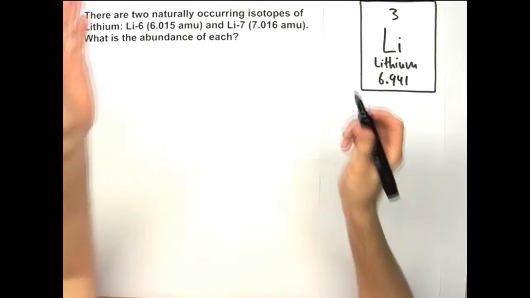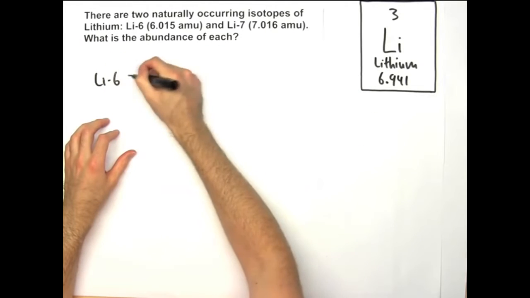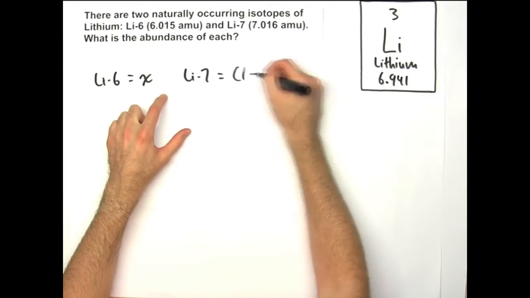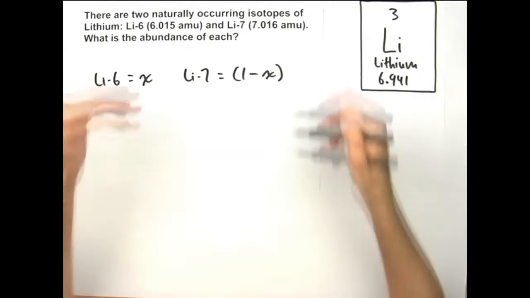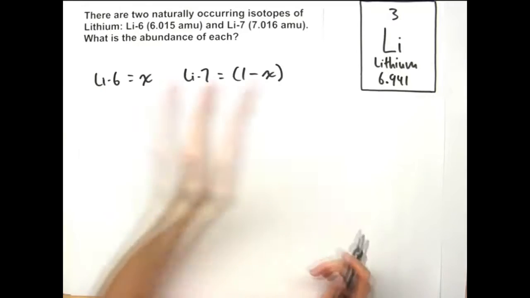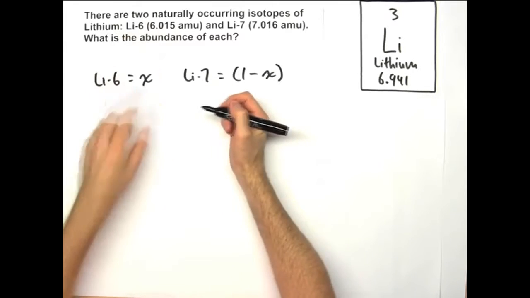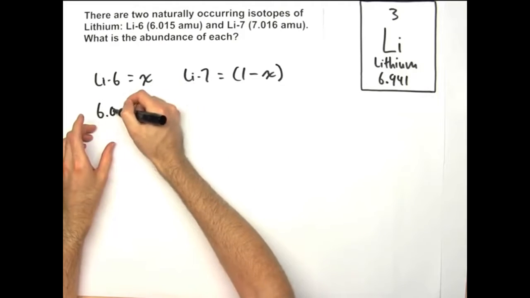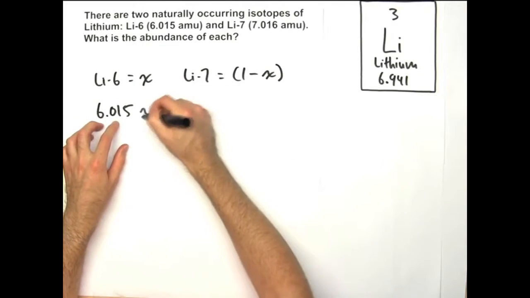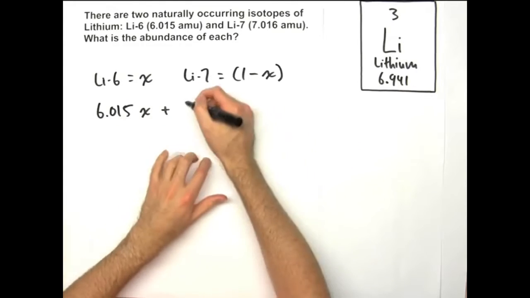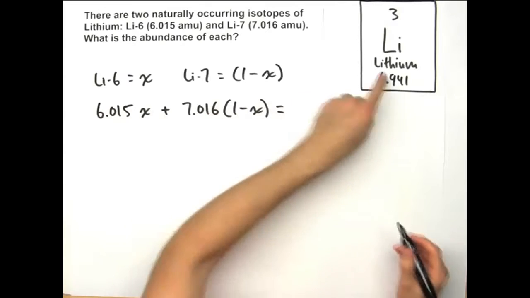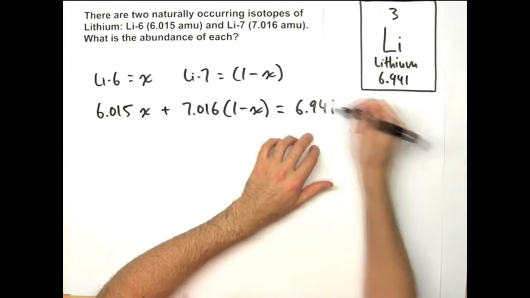Okay, so we've got two things we're solving for here. Lithium-6, let's make the abundance of that equal to x, and lithium-7, let's make the abundance of that equal to 1 minus x. Now we'll set up an equation that works with the abundances and the atomic mass. So we'll do the mass of lithium-6, people use weight and mass interchangeably with this stuff, it doesn't really matter. 6.015 times x plus the mass of lithium-7, 7.016 times 1 minus x. Add these together, and we should get the atomic mass of 6.941 here.